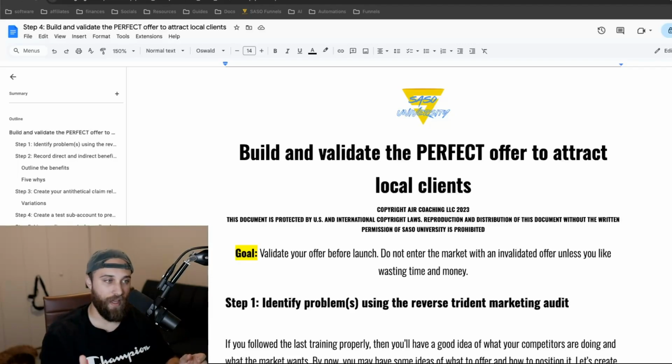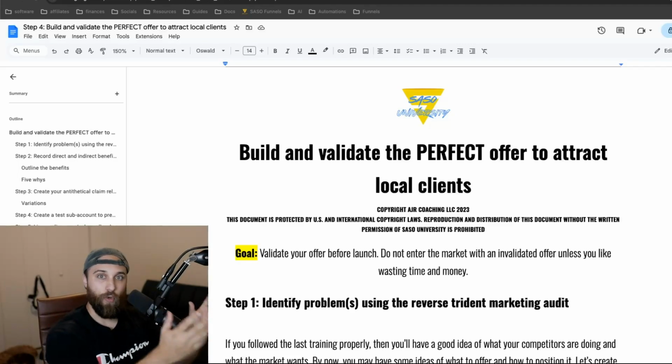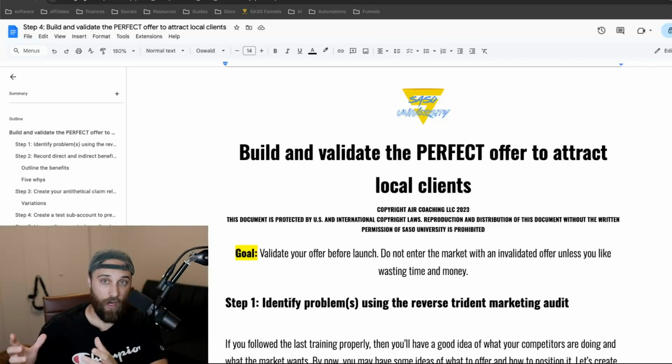If you don't know what validate the offer means, here's what it means, plain and simple. You have an idea of what they want. We need to make sure that's what they want. We don't want them to say, oh, I like that idea. We want them to instead say, here's money for this idea, for this offer.